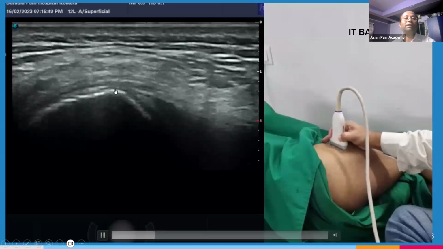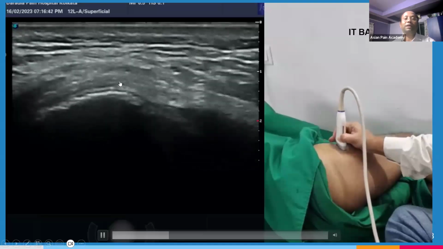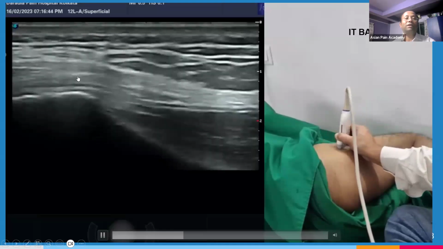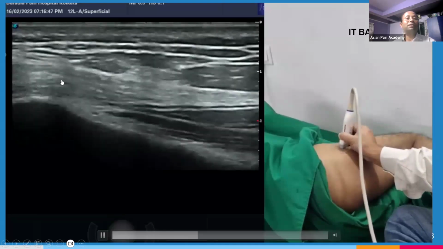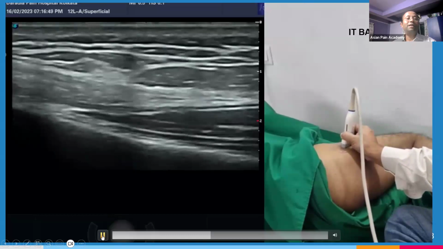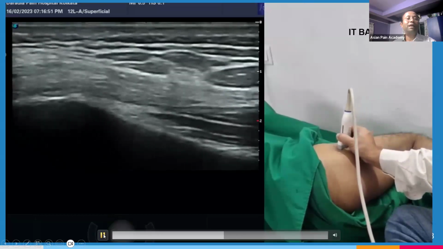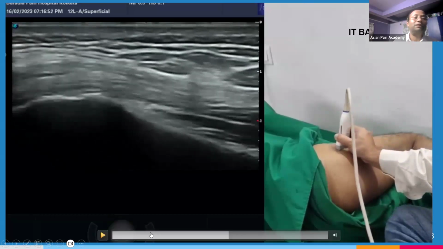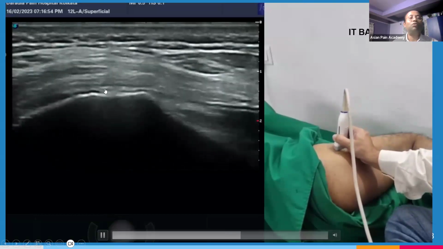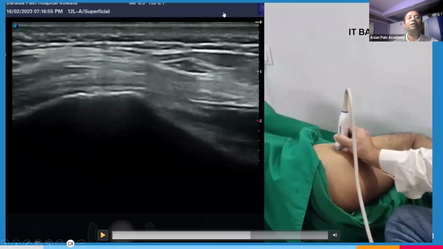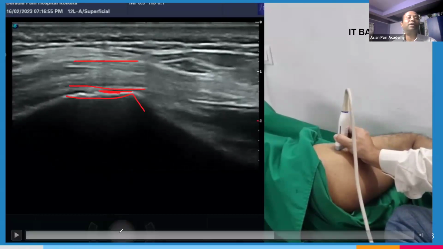Now short axis. This middle part is the iliotibial band. Now I am making it long axis. You can see this is the long axis, and this is the iliotibial band. Rubbing will take place in this middle area, over the facet. Here you see no other structure; it is directly the bone. This is the bone, and above that is the iliotibial band. So rubbing will take place here, and that causes external snapping hip syndrome.